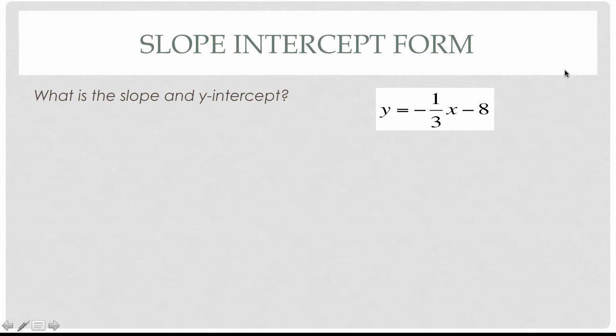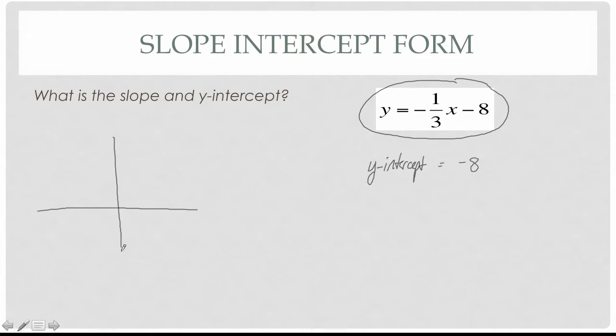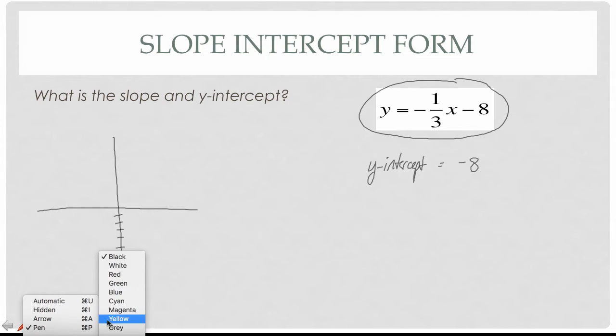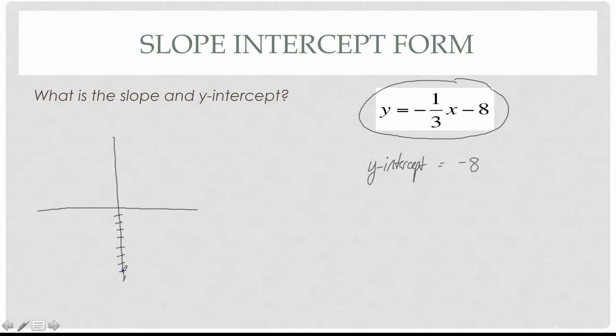Okay, let's play around a little bit more with that. Here you got an equation. y equals -1/3 x minus 8. If I want to interpret that then, the y-intercept is -8. So if I was to go over and graph it, I'm going to go down 8. 1, 2, 3, 4, 5, 6, 7, 8. My line is going to go through that point right there.